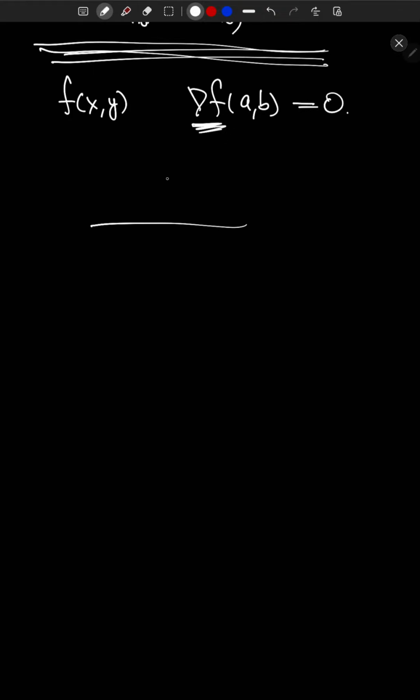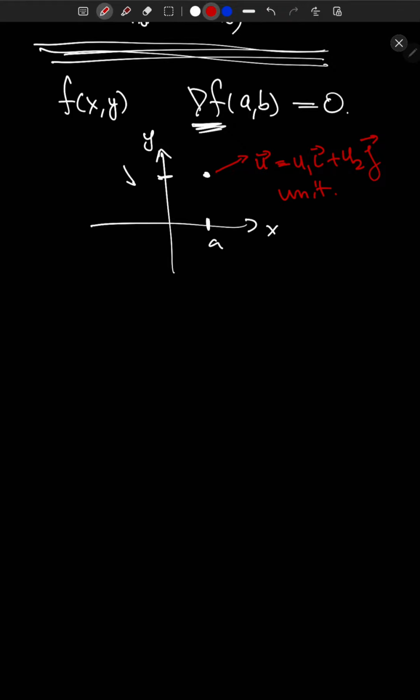Let's think about this. So I'm going to draw the domain, x y. Here's our point, a comma b. All right. And let's do what we said in the very, very beginning of this class. Let's take a direction. Let's call it u, and let me give it coordinates u1 i plus u2 j. Okay. Let's assume it's a unit vector, just for convenience. It doesn't really have to be, but let's think of it as a unit vector, because at least our book's definition of directional derivative insists that things should be unit vectors. Okay, so let's say it's a unit vector.